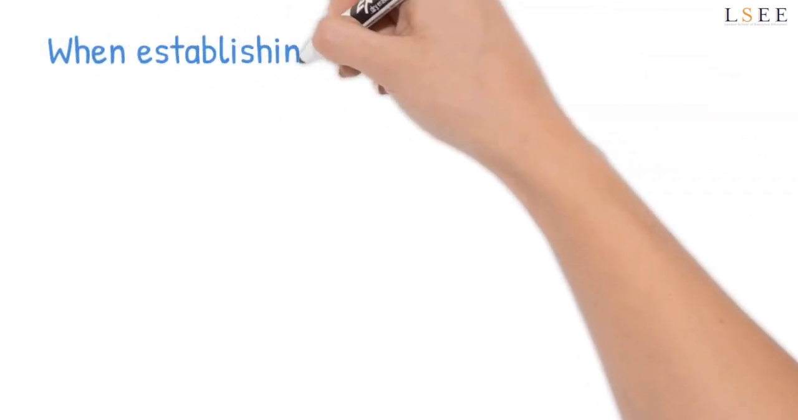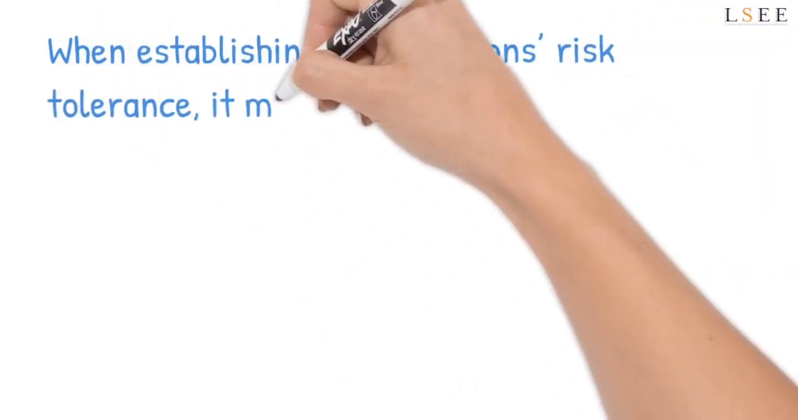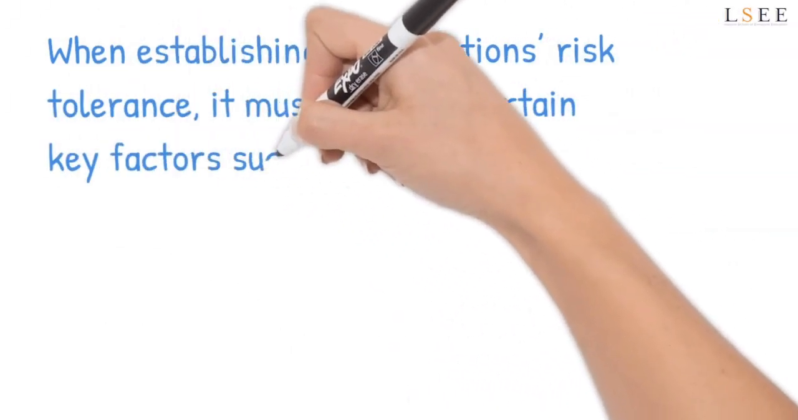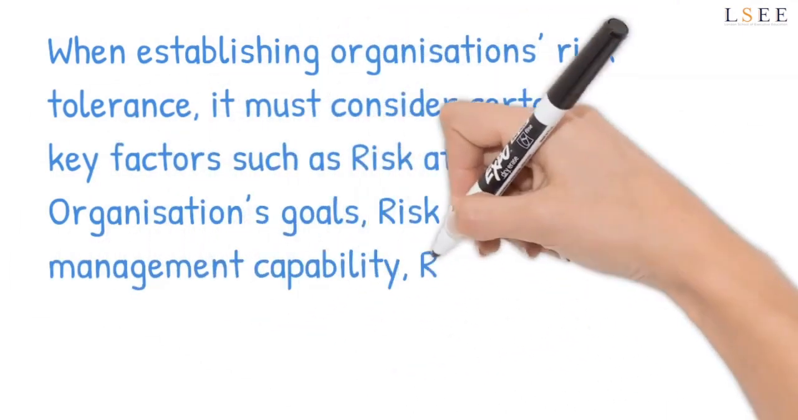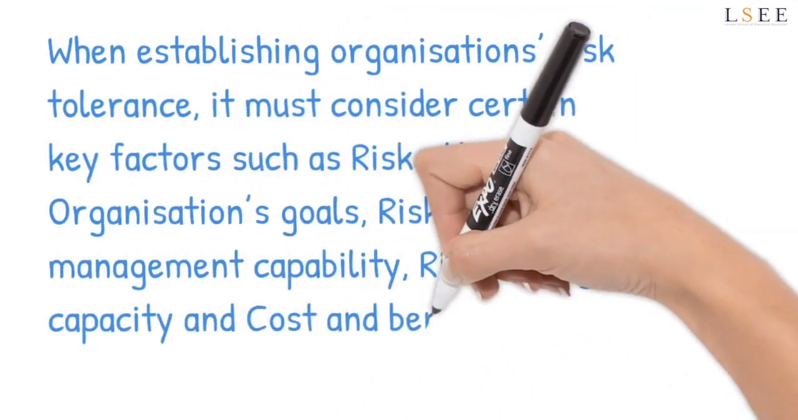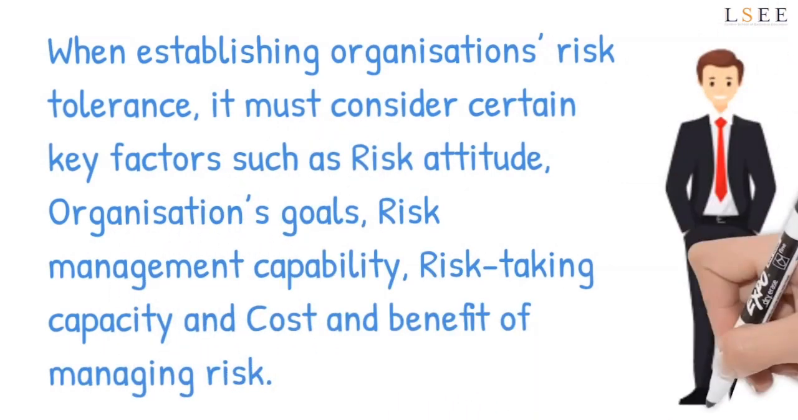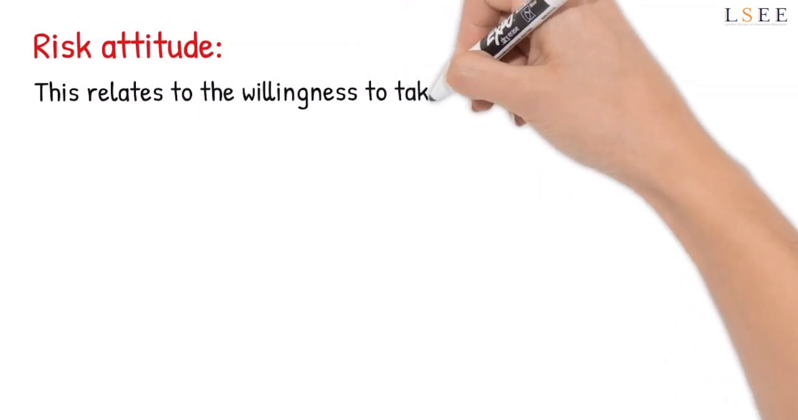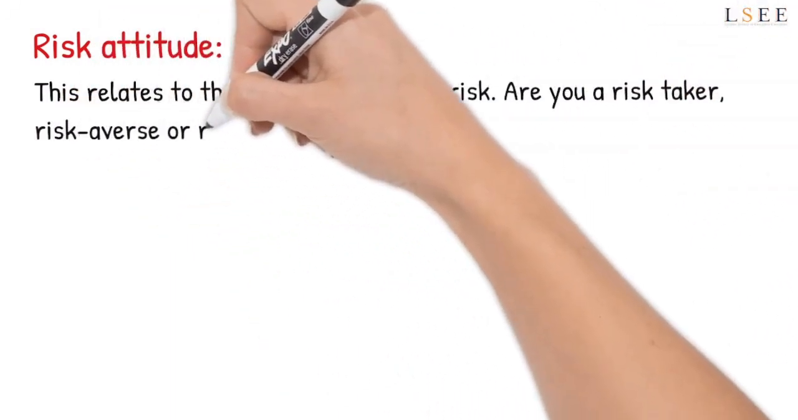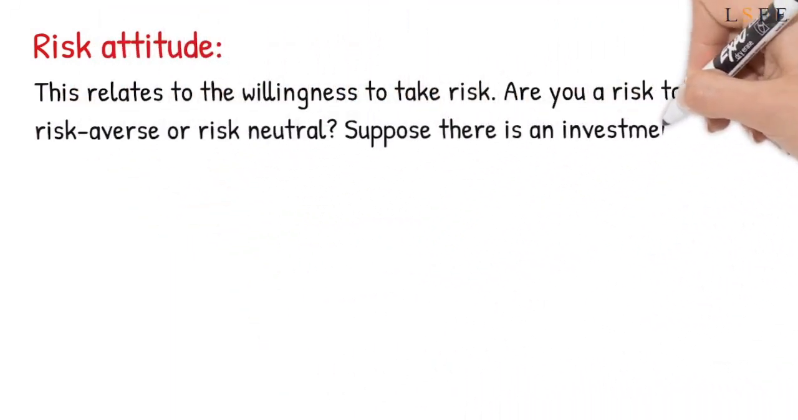When establishing an organization's risk tolerance, it must consider certain key factors such as risk attitude, the organization's goals, risk management capability, risk-taking capacity, and cost and benefit of managing risk. Risk attitude. This relates to the willingness to take risk. Are you a risk taker, risk averse, or risk neutral?